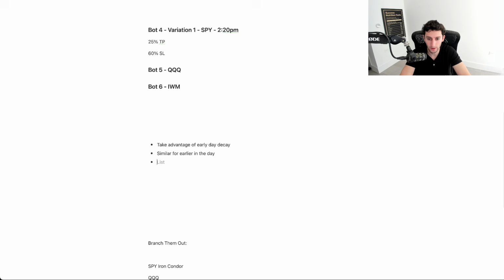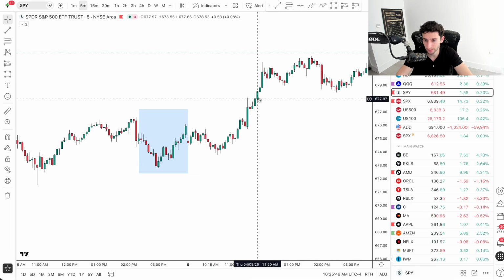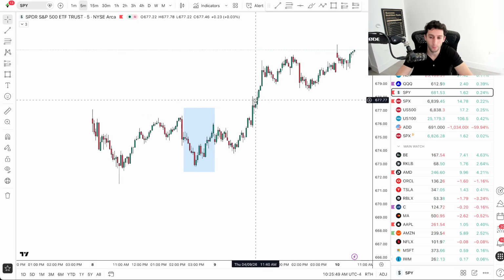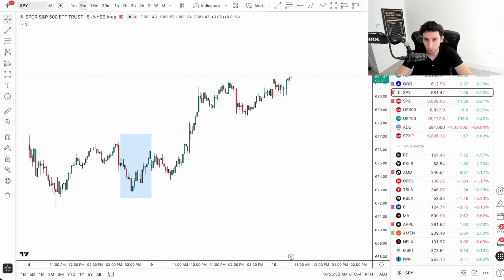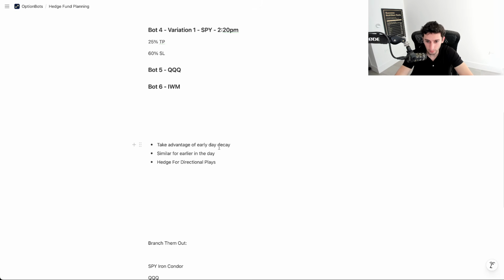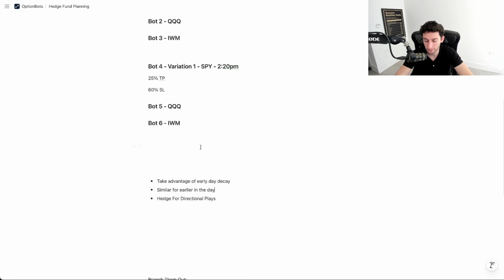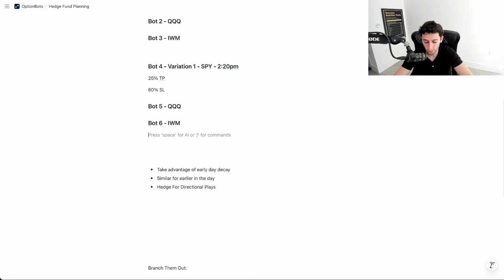And then we also want to find a hedge for directional plays, okay? Because again, if the market starts to just rip in one direction, either up or down, like this instance here, all of our algos are going to lose, and we don't want that. So here's what we're going to do. I'm going to take advantage of early day decay, and we want to find similar ones for earlier in the day, all right?